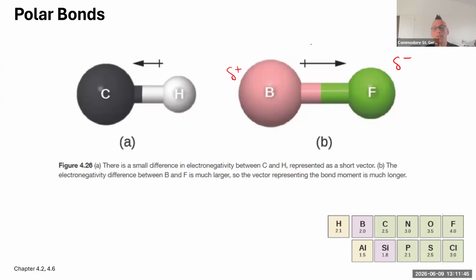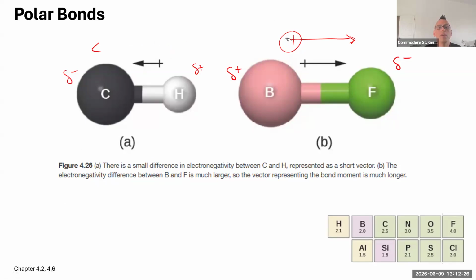Because one's partially positive and one's partially negative, it has what's called a polar bond. The arrow points toward the more electronegative atom. If you look at it this way, this is partially positive, this is partially negative, and then we have a dipole moment or a polarity vector, whatever you want to call it. It tells you it's a polar bond, and the arrow is pointing toward the area with more electron density.